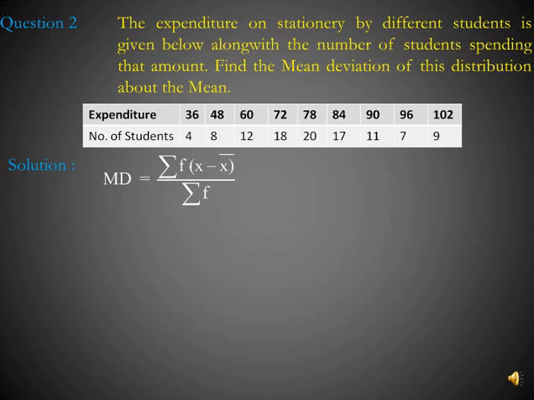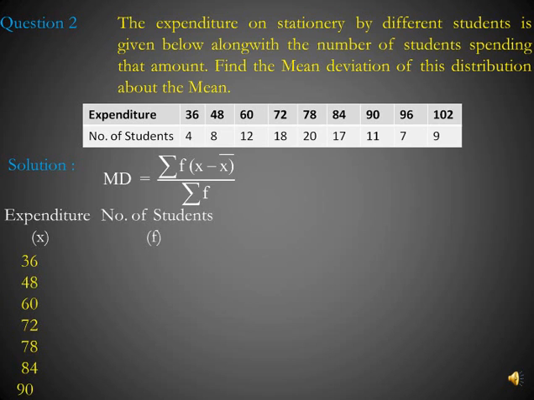As we know, the formula we have to use here is mean deviation equals sigma f into |x minus x bar| upon sigma f. So our first column will be of expenditure, that is x. It is 36, 48, 60, 72, 78 and so on. The second column will be of number of students, that is f. So here 4, 8, 12, 18 and so on.